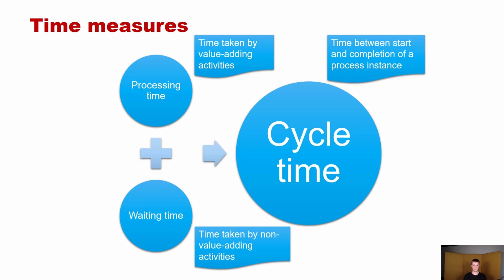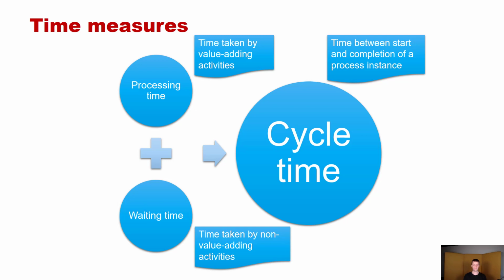So for example, if you are in a warehouse waiting for a truck that you can load goods onto, then that would be waiting time. However, when you are already loading the goods to the truck, then that would be processing time, since loading goods to the truck produces value to the customer eventually.